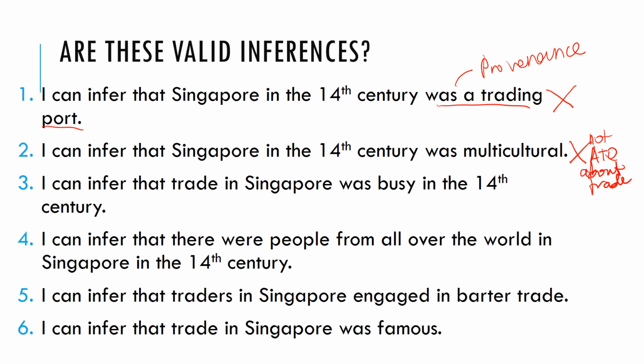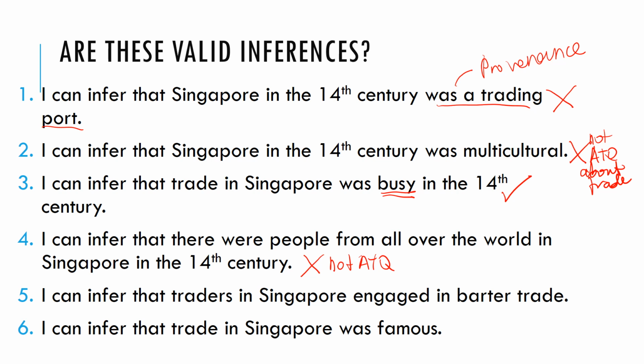I can infer that trade in Singapore was busy in the 14th century. Yes, because I see a lot of people talking to each other. It suggests that trading was busy, so valid inference. I can infer that there were people from all over the world in Singapore in the 14th century. No, not answering the question about trade. So you see what I mean by this question is trickier. If you don't talk about trade, you're wrong.